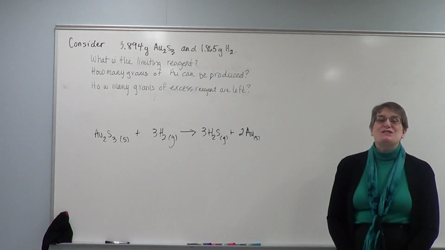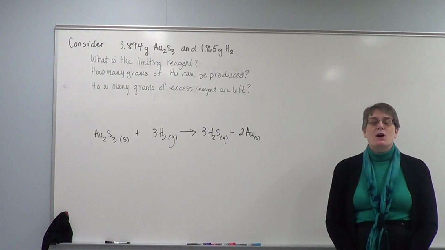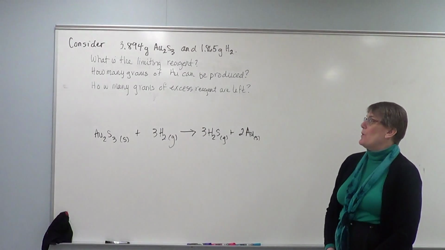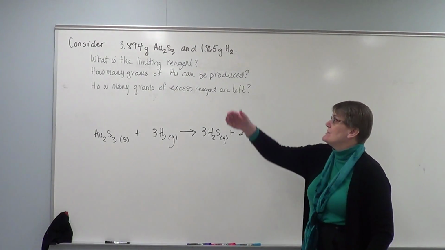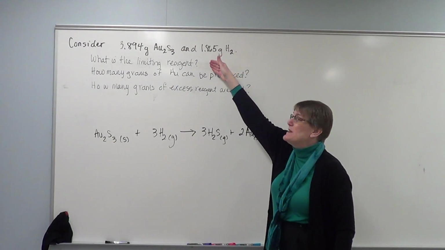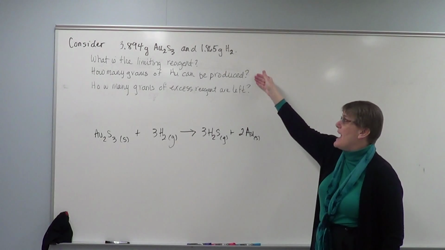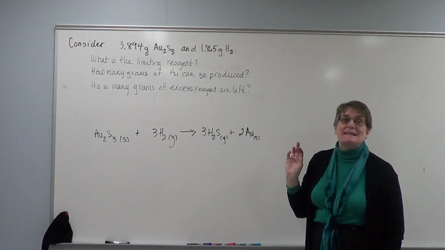This is the next in a series of examples of how to do stoichiometry problems. We are now looking at a limiting reagent problem. So these typically come with a series of sequential questions, starting with what is the limiting reagent, and then how many grams of one of the products can we produce, and finally, how many grams of the excess reagent do we have left over.